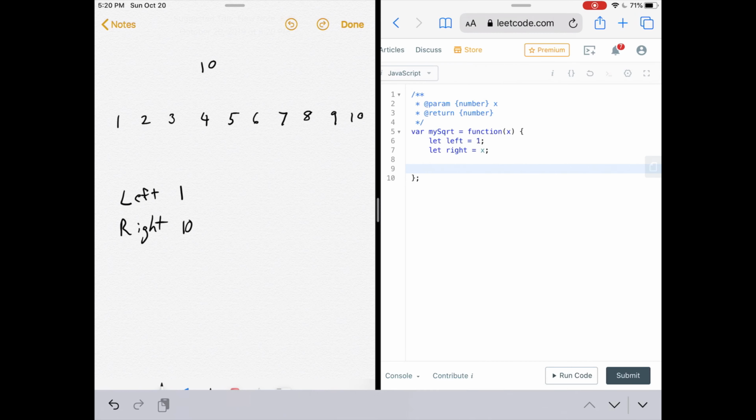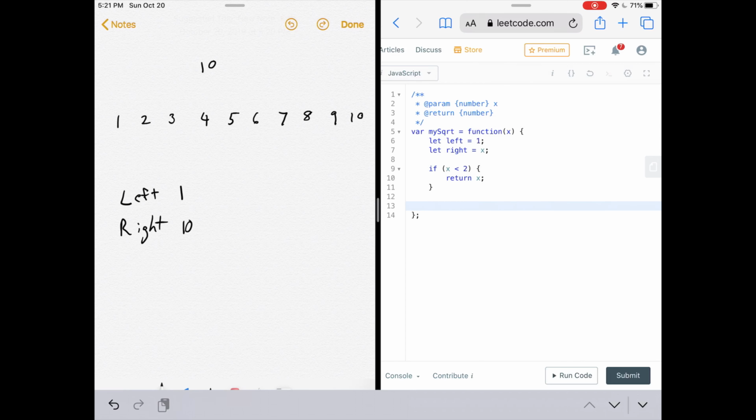Next, we actually have to eliminate a couple of possibilities. We know that x cannot be a negative number, but x can be 0 or 1. We can immediately just return 0 or 1 if we get those, because we know that 0 and 1 are their own square roots. So 0 times 0 is 0, and 1 times 1 equals 1. So we can just say if x is less than 2, we can just return x. So if we pass in 0, 0 times 0 is 0, that's the answer. If we pass in 1, 1 times 1 is 1, so that's the answer.